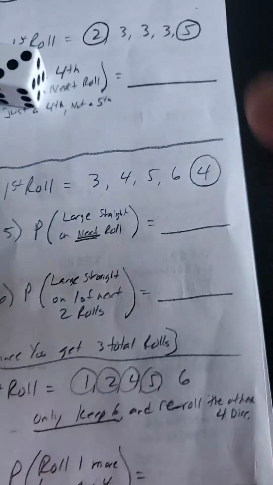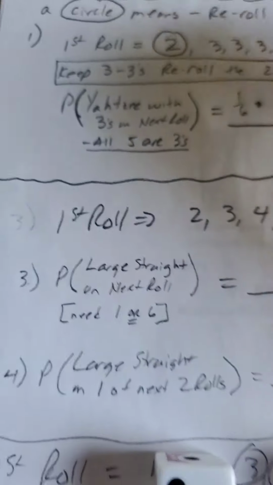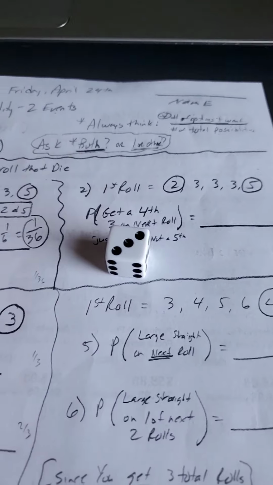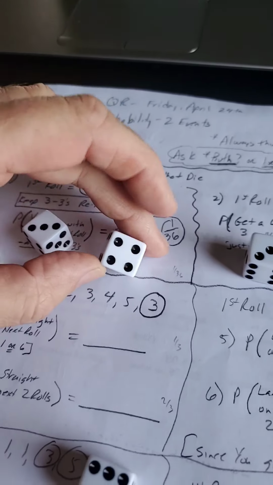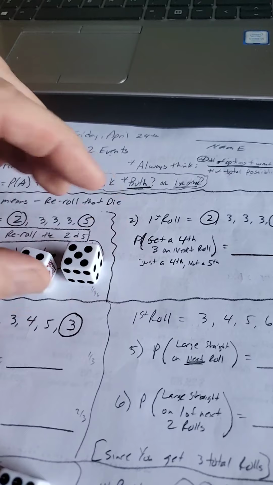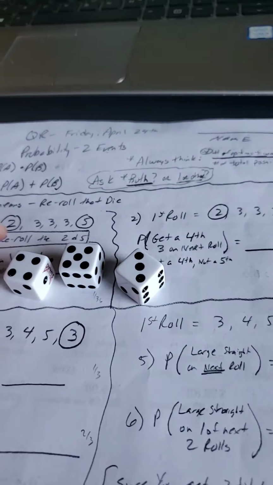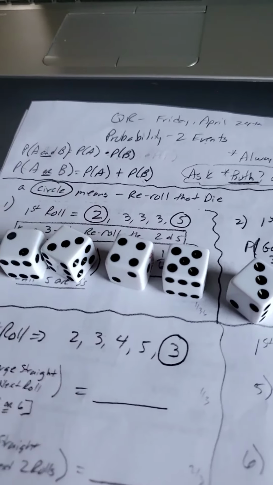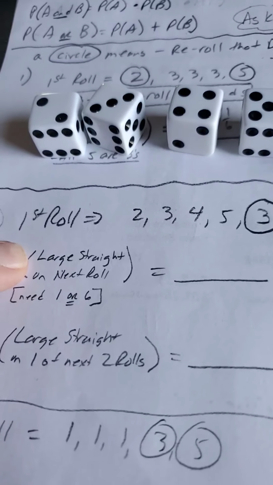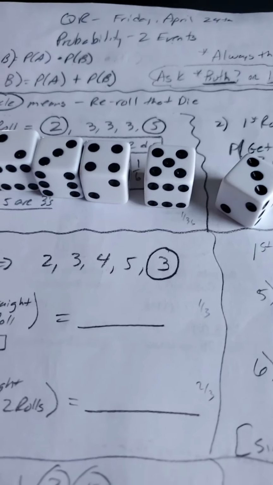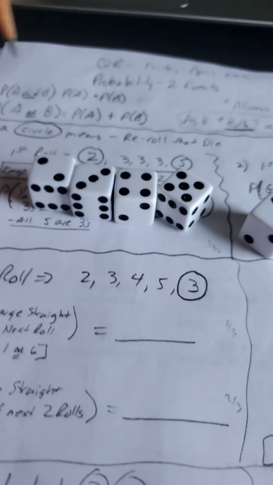Okay, next problem. I'm doing examples. I'm going to do the left side examples, and your job is to do the right side in a moment. Okay, the first roll. I rolled a 2, 3, 4, 5, and 3. Well, hopefully if you've played Yahtzee or you reminded yourself how to play Yahtzee, there is something called a large straight. This is already a small straight. A small straight is 4 in a row, but a large straight is 5 in a row.